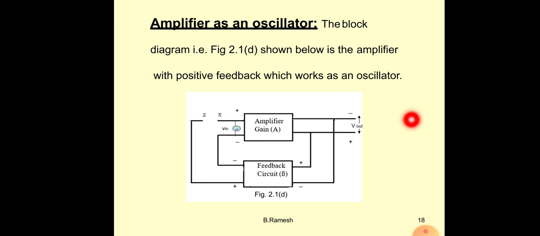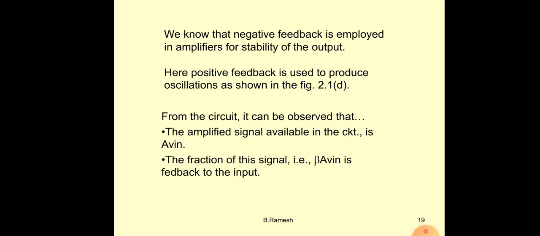Here there is no input voltage, so whatever feedback voltage we are giving goes to the amplifier circuit. The amplifier circuit produces a 180 degree phase shift, and that part of the output we give to the feedback circuit. The feedback circuit, which may be an RC circuit or LC circuit, produces the frequency. So this is the amplifier as an oscillator. We know that negative feedback is employed in amplifiers for stability of the output. Here positive feedback is used to produce the oscillations.